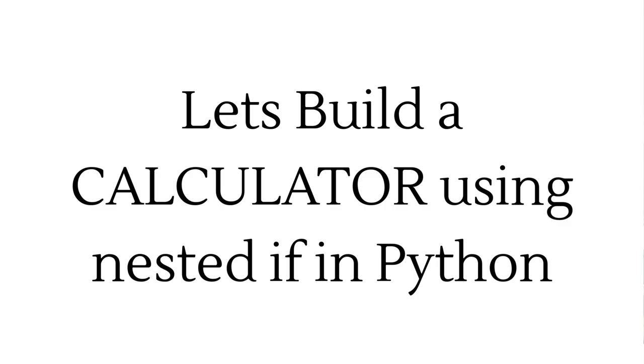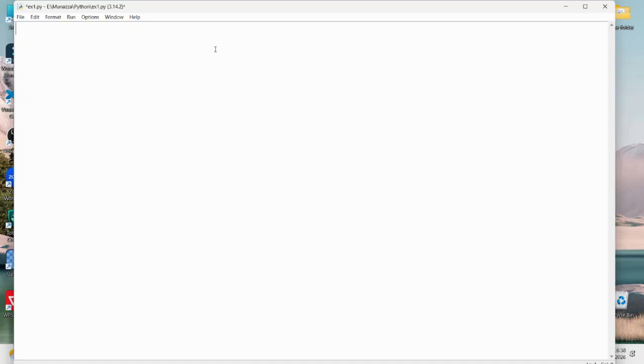Let's build a calculator using nested if in Python. So for a calculator, we'll need the numbers, the first number and the second number, and then an operation, what operation we want to perform, maybe addition, subtraction, or whatever operation you want to perform. So storing all of this data, we need variables.